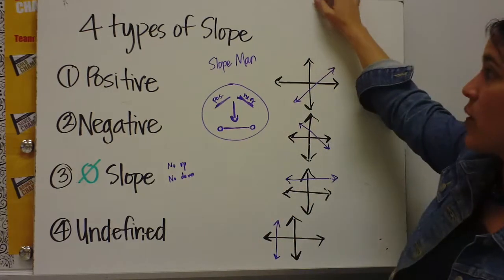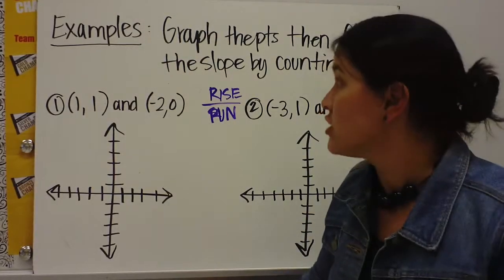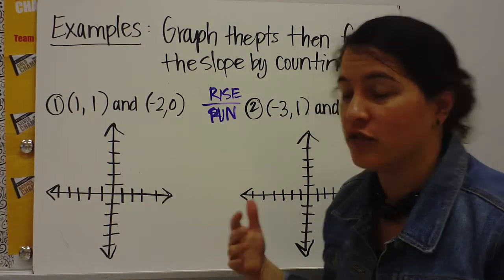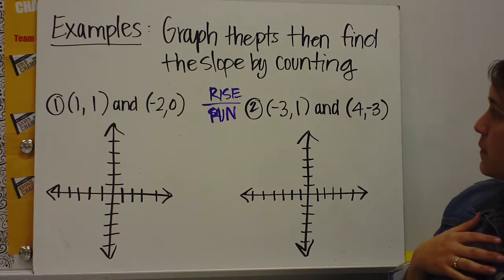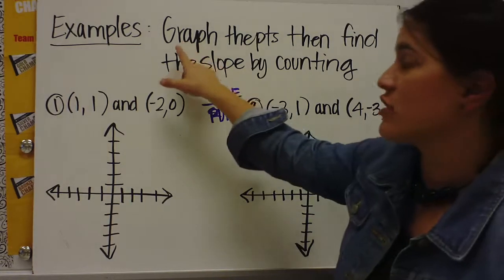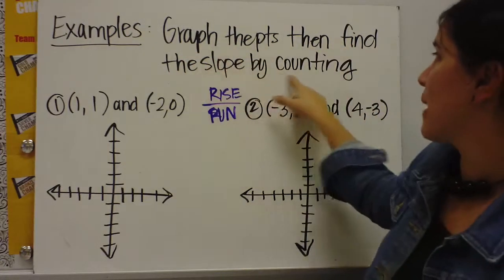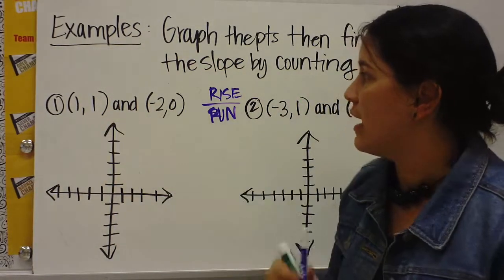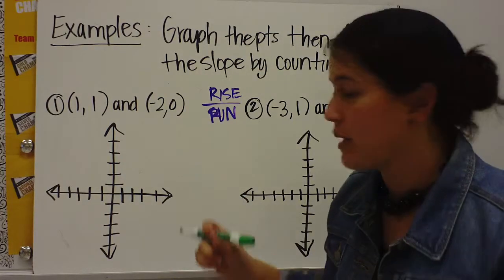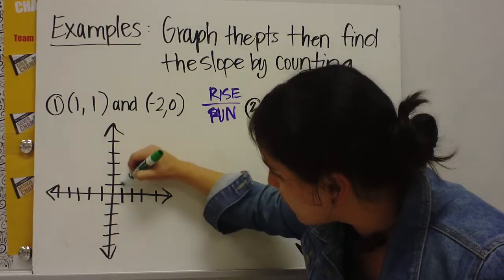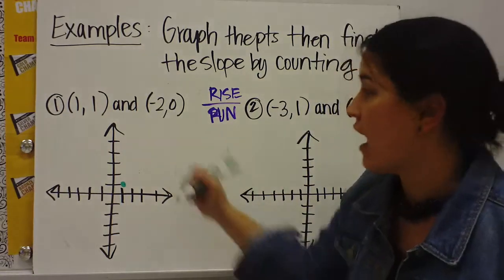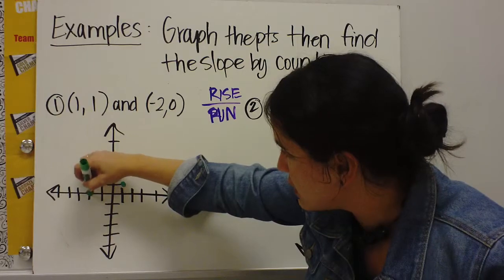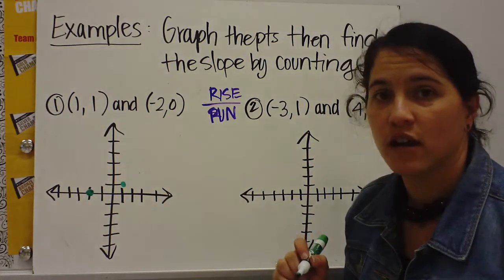Now, this is just a little introductory. We're going to spend this week going over slope. So the first thing is how to find slope by counting rise over run. So make sure you pause and get this. The directions say graph the points, then find the slope by counting. So first we need to graph these 2 points. So draw a coordinate plane on your paper and then graph 1, 1. So go over 1, up 1. And then negative 2, 0, which means I go negative 2 and then 0. So there are my 2 points.